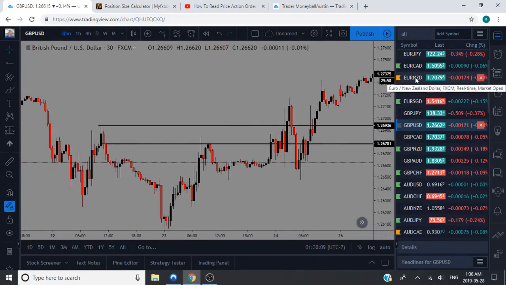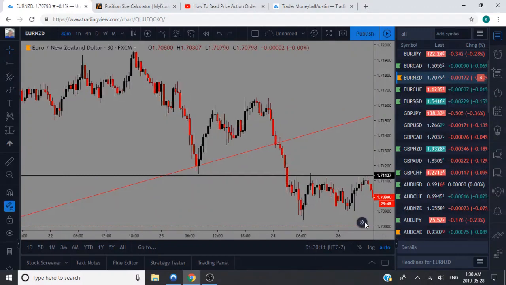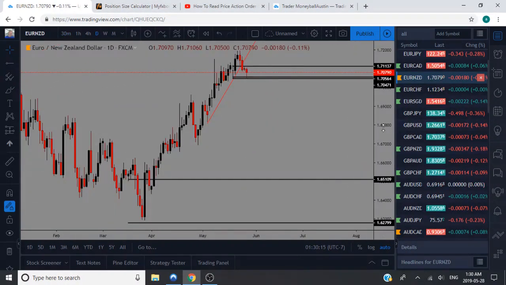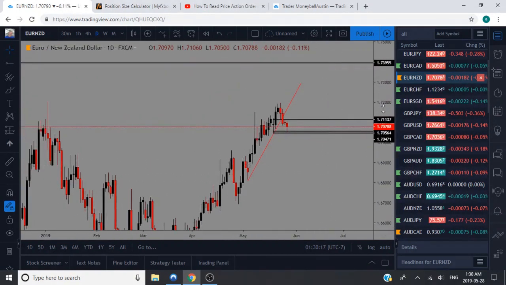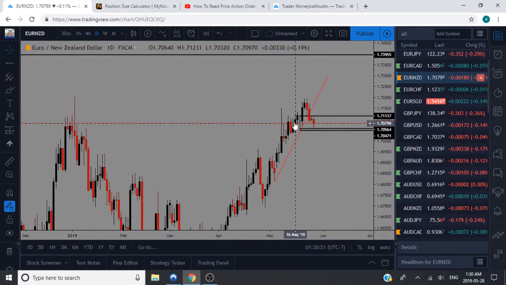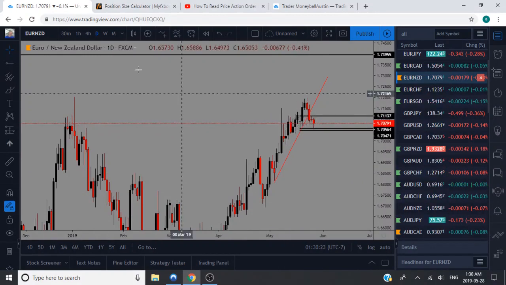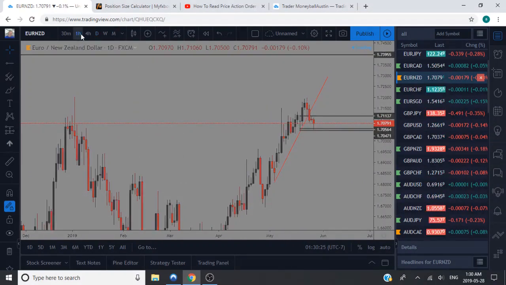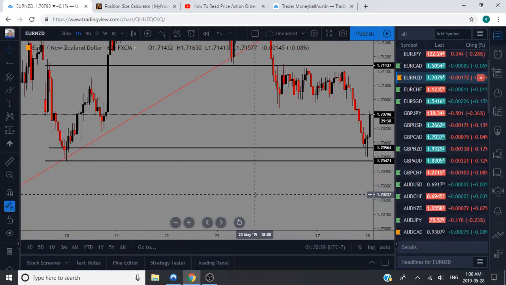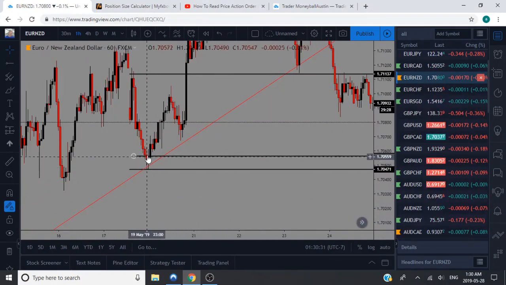So, now with that said, if we go back up to, where are we now? Ah, Euro New Zealand. Here's another chart that I was going to show you. I clicked the wrong one. We can clearly see we're in a daily uptrend. We are in a daily demand zone. I am long this right now. I got long right here.